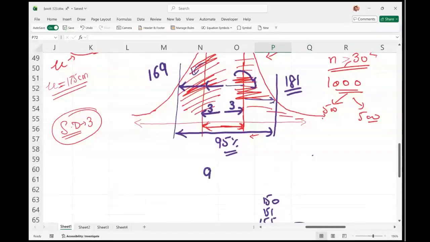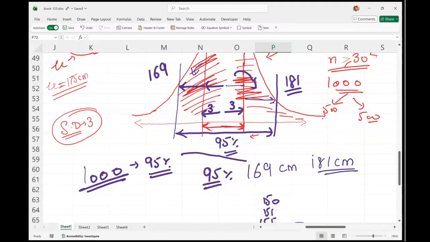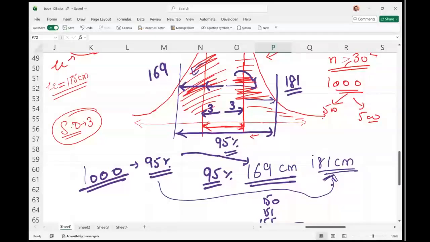So the middle 95% of the data will lie between 169 centimeter and 181 centimeter from the 1,000 data points which we collected. Of those 1,000 data points, 95% will lie with the lower limit at 169 centimeter and the highest limit of the middle 95% at 181 centimeter. All right, so that's what it means.